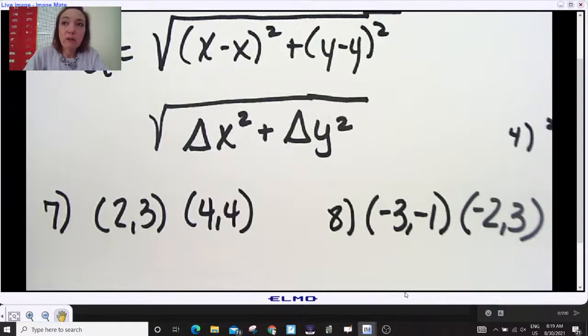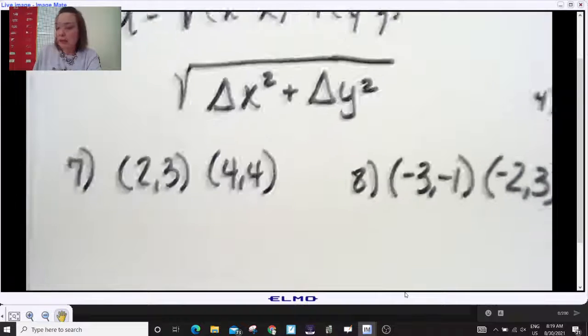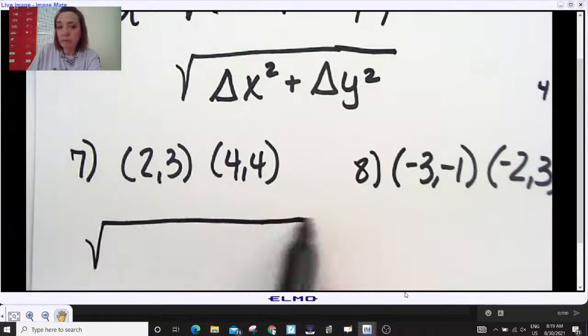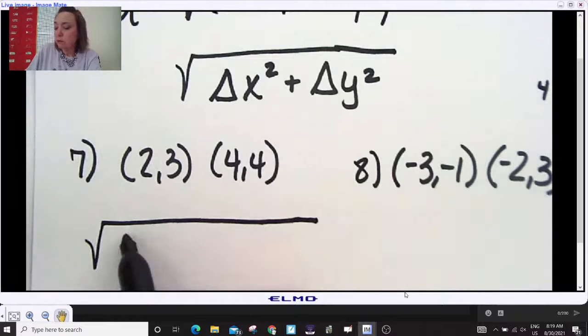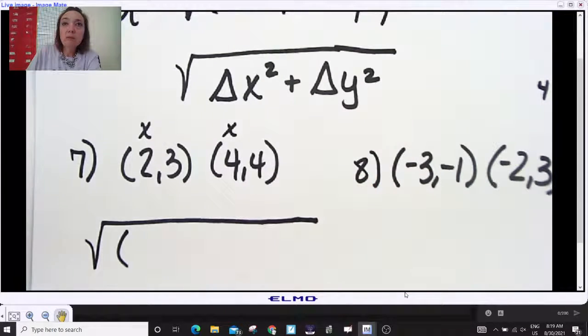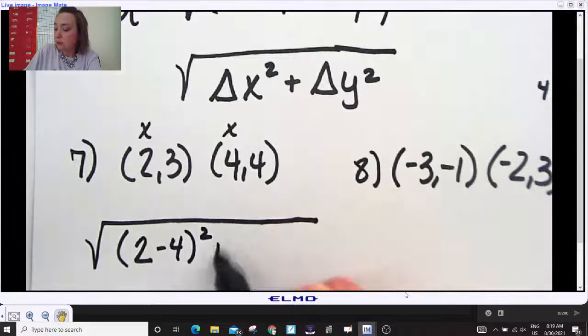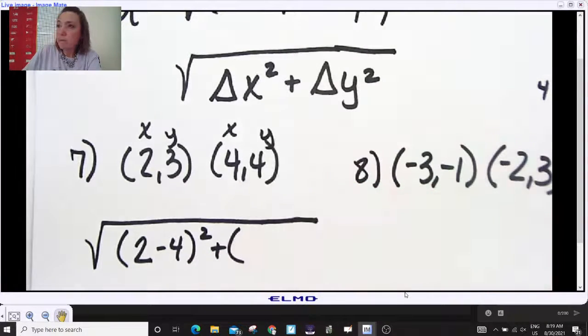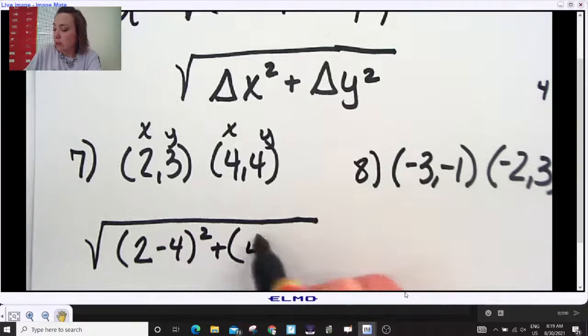All right, so Donovan, are you done with this one? Okay, let's go over this one real quickly and make sure that everybody's got it set up right, okay? So, how did you set yours up? Which X did you use first? You used 2? Did anybody use 4 first? Okay, so we did 2 minus 4 squared. Then what did you do for your Y's? 4 and 3, so 4 minus 3.